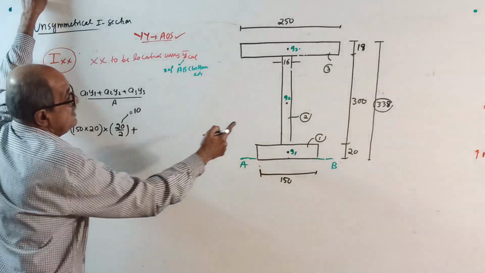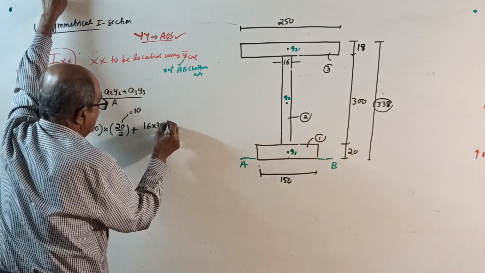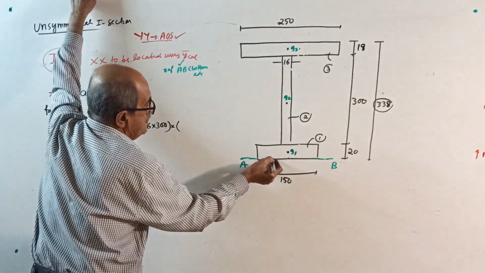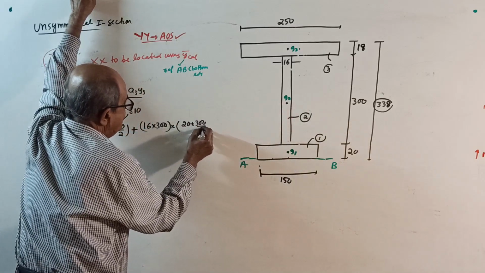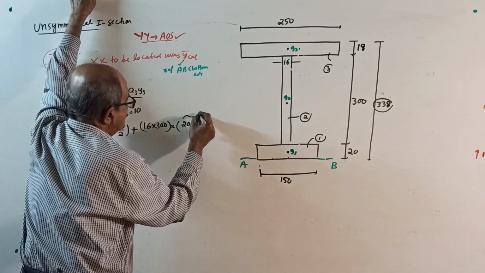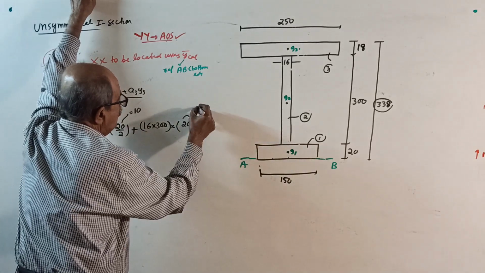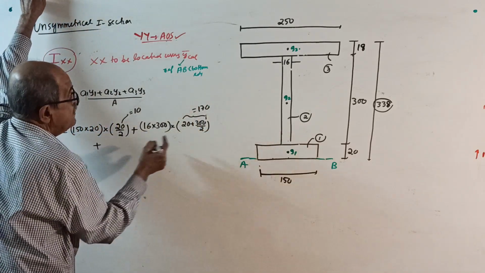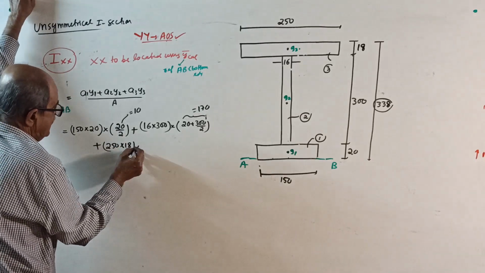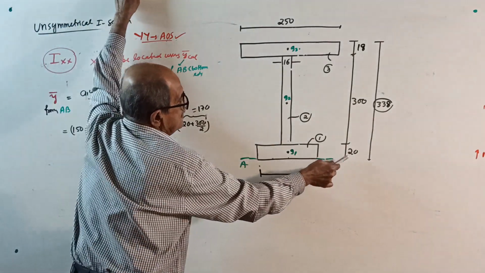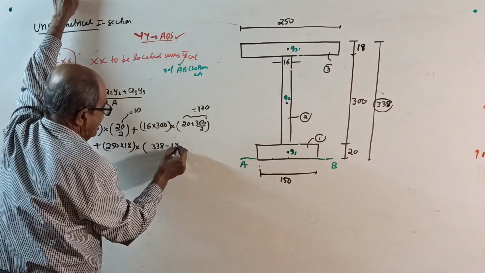Okay, plus A2: 16 by 300, 300 into Y2. Y2 is 20 plus half of 300, 20 plus 300 by 2. That answer is 150 plus 20, 170, you require. Plus A3: 250 by 18, 18 into Y3. Y3 is 338 minus 18 by 2.